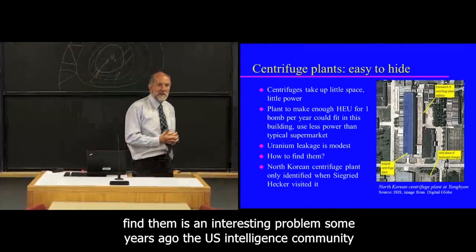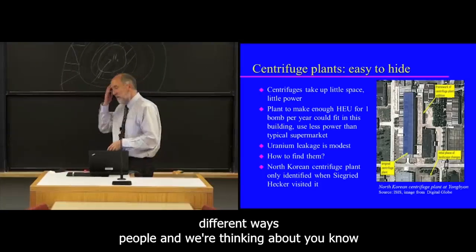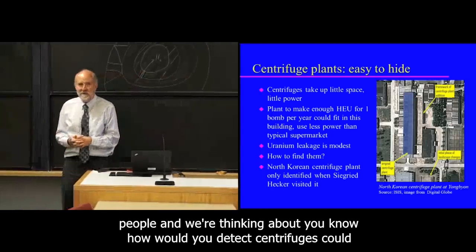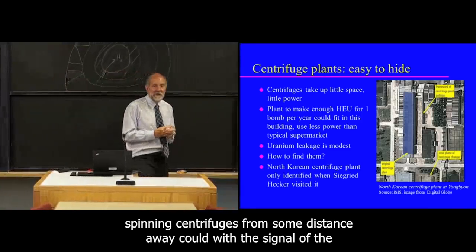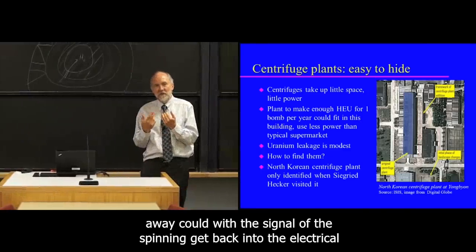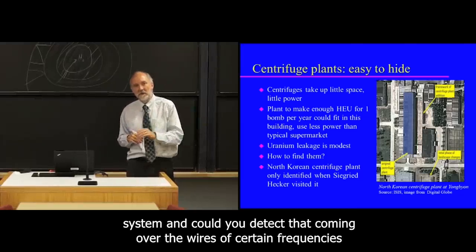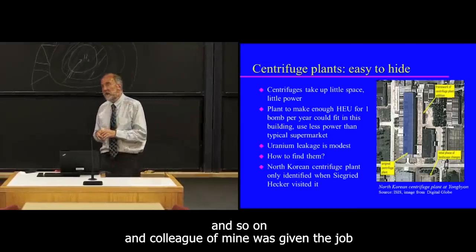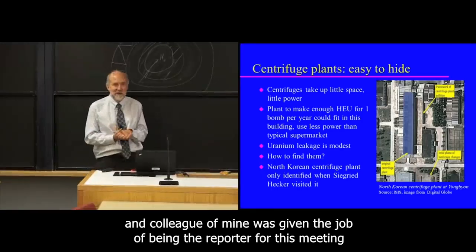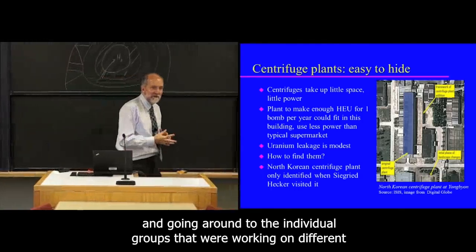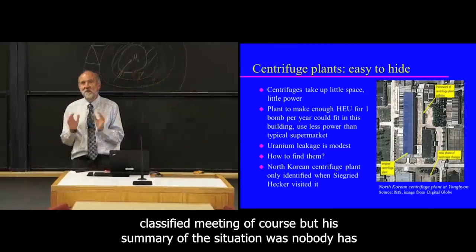Some years ago, the US intelligence community had a big meeting to talk about all the different ways people were thinking about how you would detect centrifuges. Could you hear the hum of the spinning centrifuges from some distance away? Would the signal of the spinning get back into the electrical system, and could you detect that coming over the wires at certain frequencies and so on? A colleague of mine was given the job of being the rapporteur for this meeting and going around to the individual groups that were working on different kinds of things. It was all a very classified meeting, of course, but his summary of the situation was, nobody has a good idea.